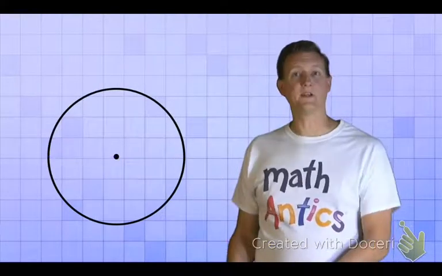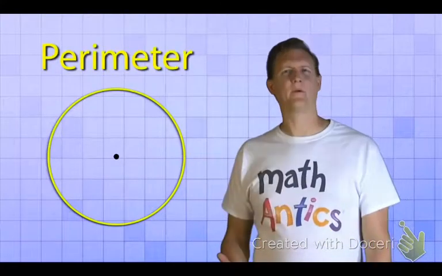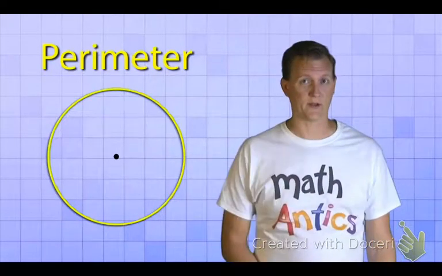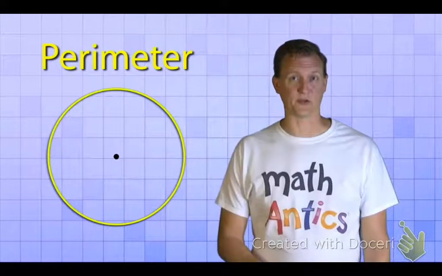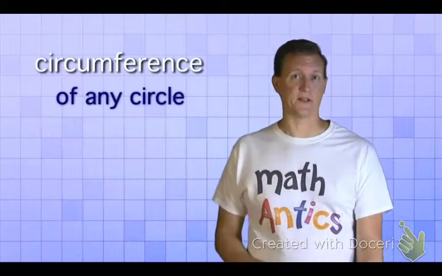All of the equidistant points we drew combine to form the perimeter of the circle. Remember that perimeter is just the distance all the way around a shape. But because a circle is a special shape, the perimeter of a circle gets a special name. It's called the circumference. The circumference is the distance all the way around a circle. We're going to learn how to calculate the circumference of any circle in the next video.